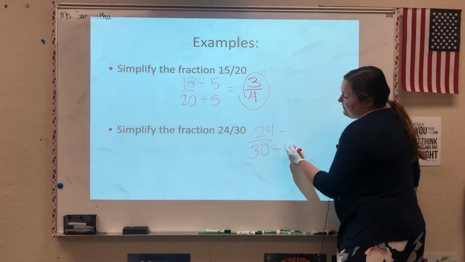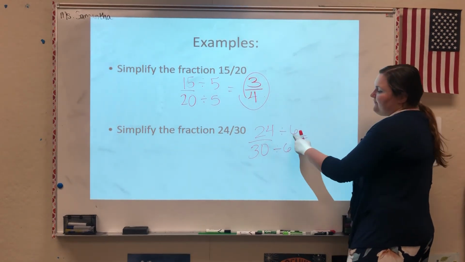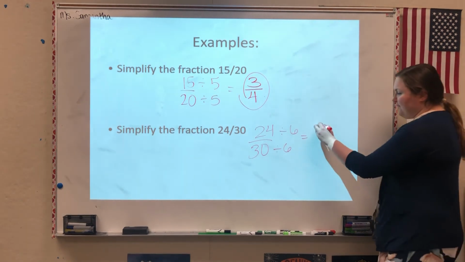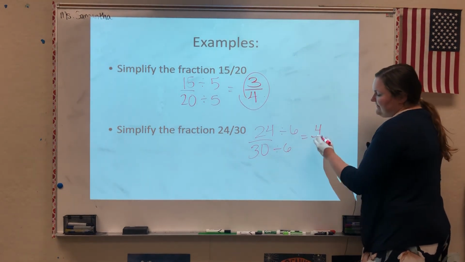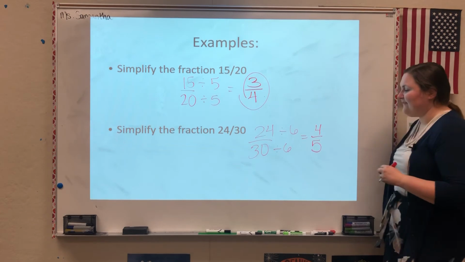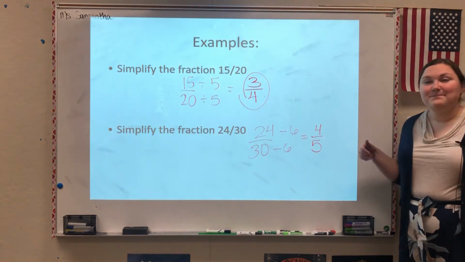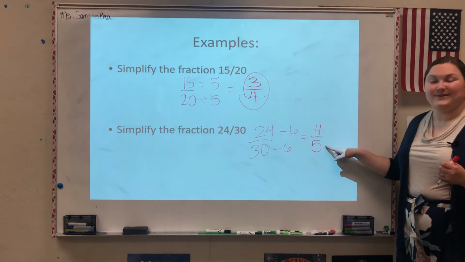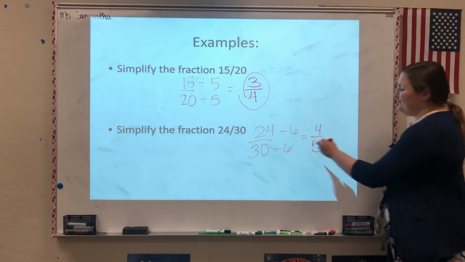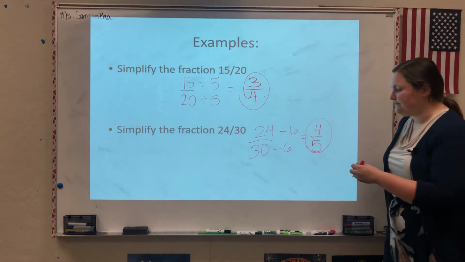So if I divide both by 6, 24 divided by 6 gives me 4. 30 divided by 6 gives me 5. 4/5 is as simple as it gets because 4 and 5, the only thing I can divide them by is 1. So we get that as our final answer.